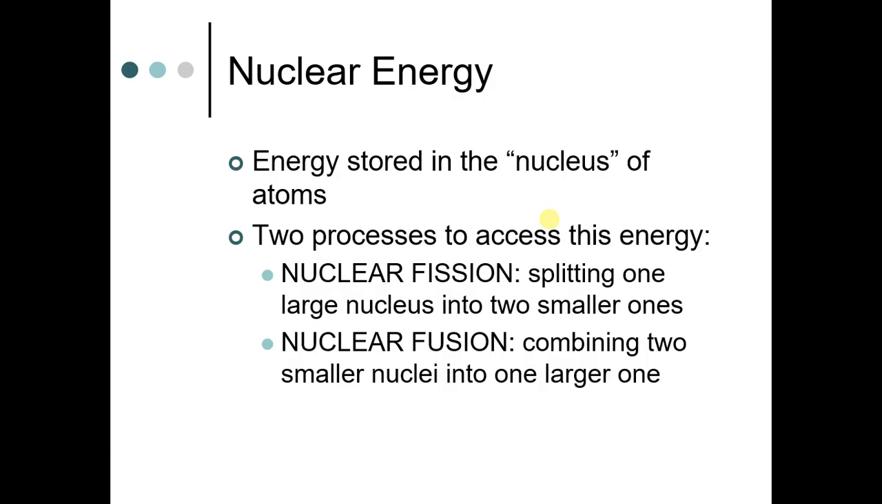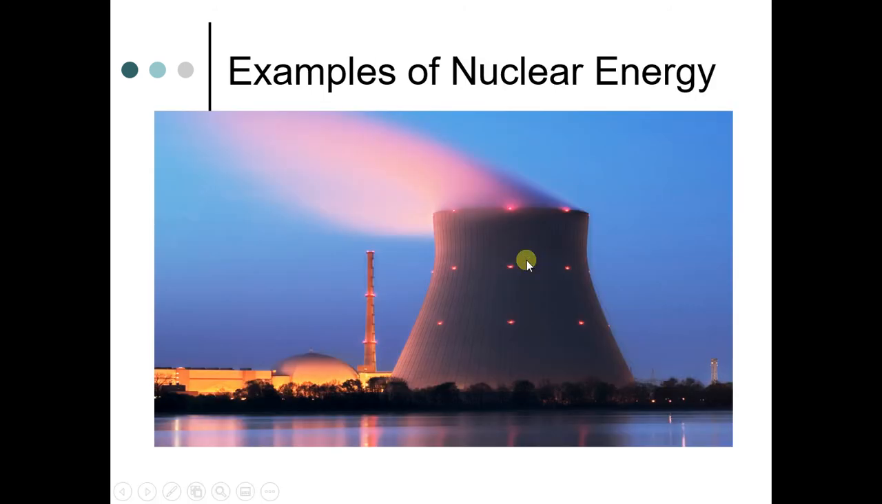And then lastly, we have nuclear energy, energy that's stored in the nucleus, the protons and neutrons in an atom. And many times we release this energy by the process of nuclear fission, splitting one large nucleus into two smaller ones, or nuclear fusion, when we combine two smaller nuclei into one larger one. And the main example of nuclear energy is kind of like this picture, nuclear power plants, which turn nuclear energy into electrical energy, which we use to power our homes and things like that.